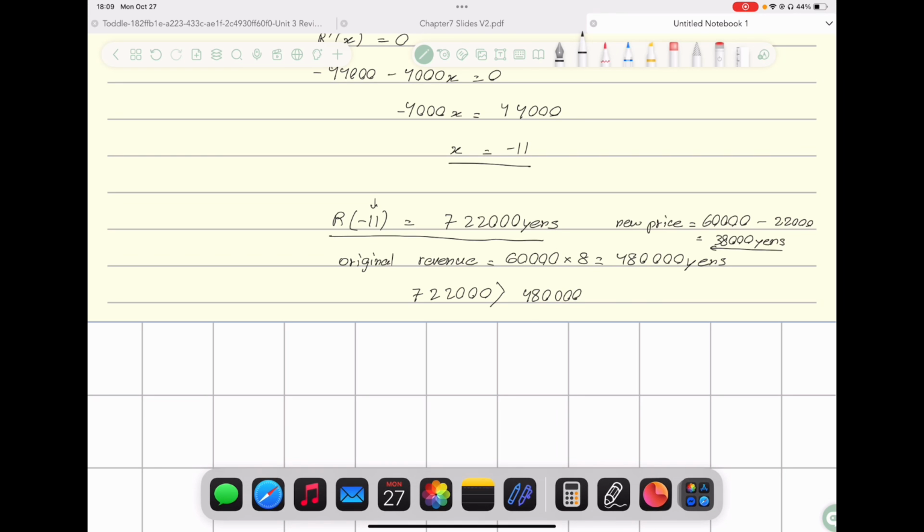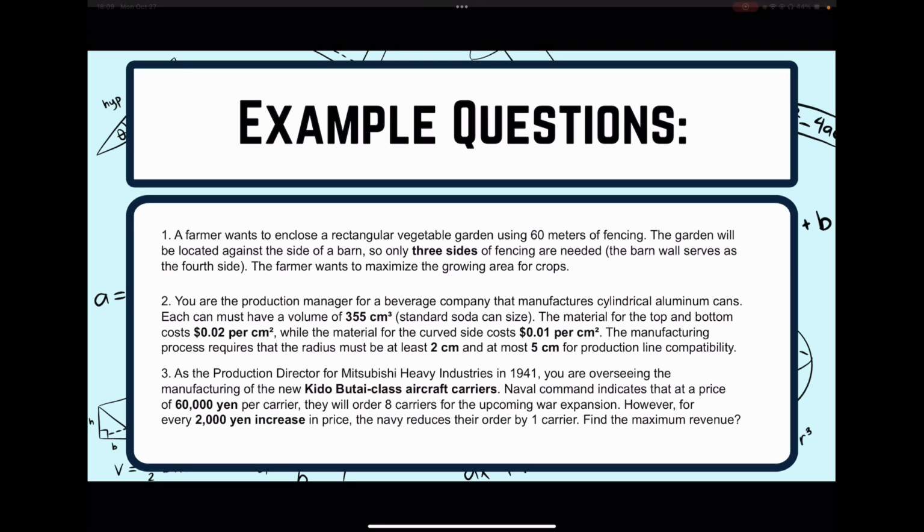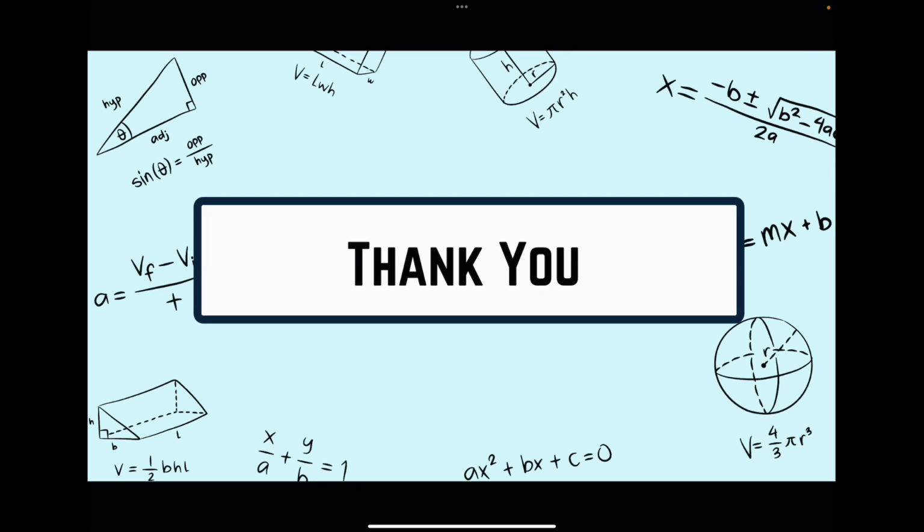So that's how optimization works in real life situations. We can use optimization to find maximum revenue or minimum cost for various industries. It's not 100% accurate, but it's still reliable to use this calculus optimization for real life examples.